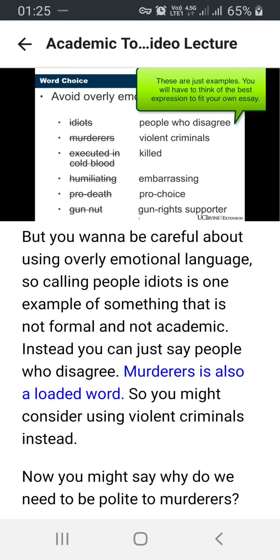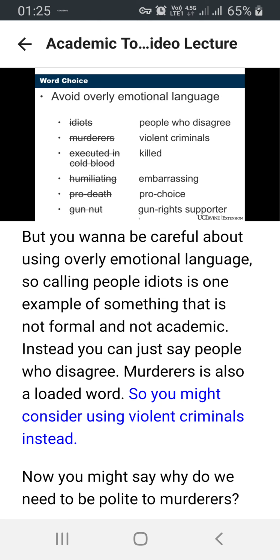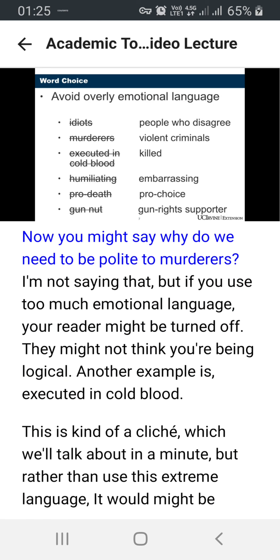Murderers is also a loaded word, so you might consider using violent criminals instead. Now you might say, why do we need to be polite to murderers? I'm not saying that. But if you use too much emotional language, your reader might be turned off. They might not think you're being logical.